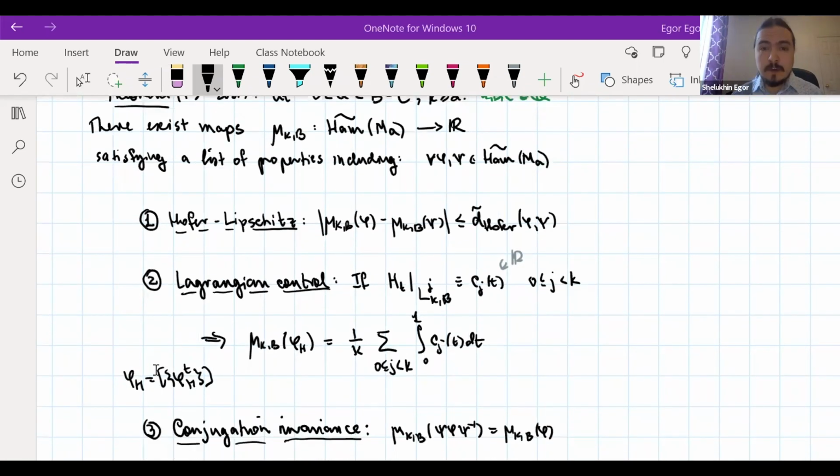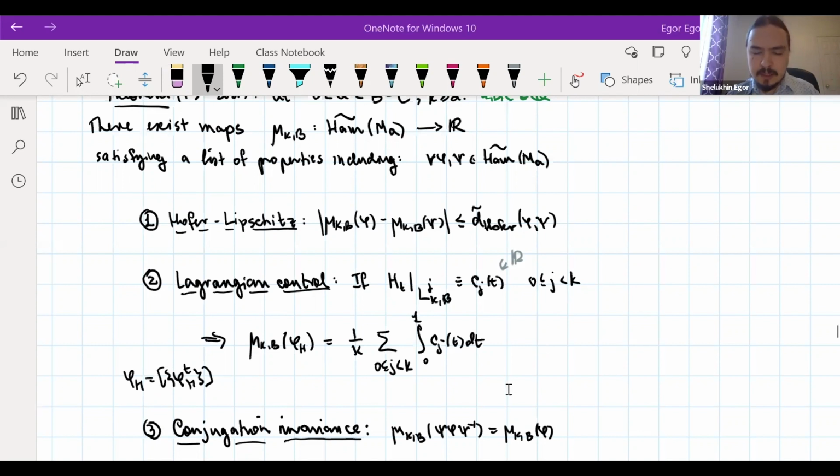For all phi and psi in Ham tilde, the following holds. So these maps are Hofer-Lipschitz: the absolute value of mu KB of phi minus mu KB of psi is at most the Hofer pseudometric between phi and psi. They also satisfy what's called Lagrangian control.